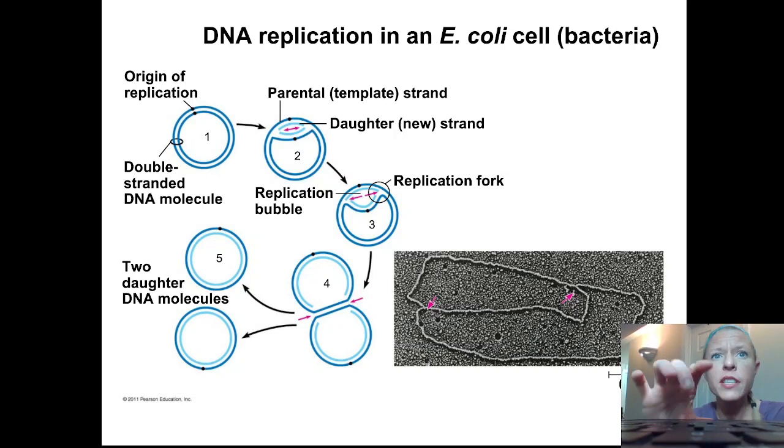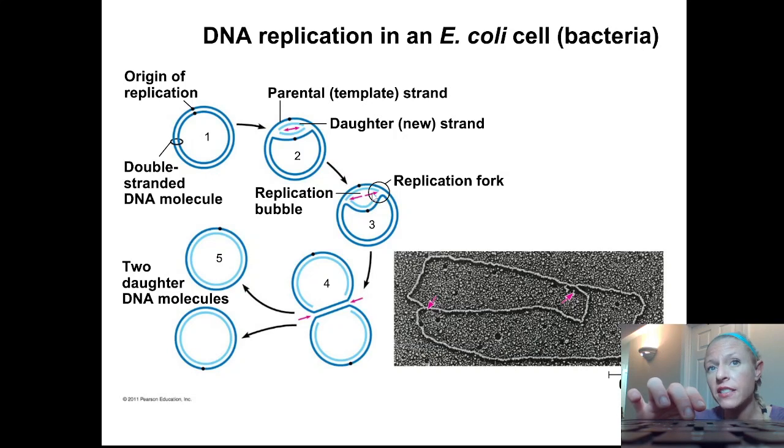So this is one way to look at DNA replication, where you have the origin of replication, and the dark blue lines here are the original double-stranded parent molecules. Okay, and then we have the daughter strands starting to form. They're going to be the light blue, and we have these arrows that are going to form the replication forks. So a replication bubble forms.